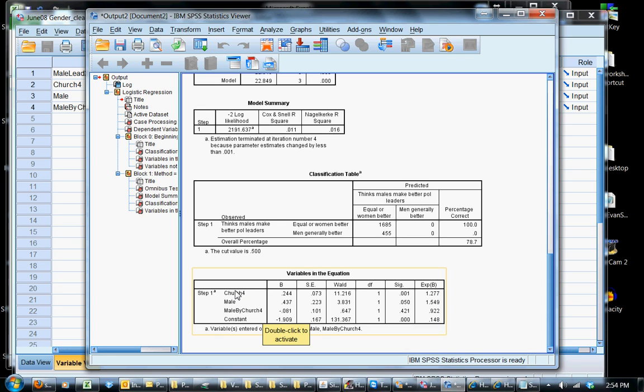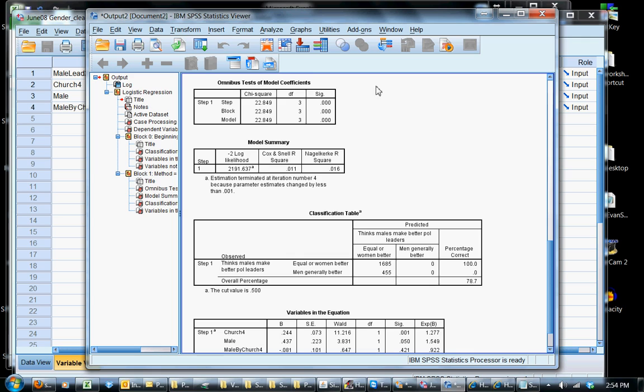In summary, what you want to do when you run a logistic regression model is you want to see how well the overall model looks. That means that you need to look at what's called the chi-square statistic, and you're going to look at that model significance statistic. If it's significant, it means that the model works at least to some degree. The Nagelkerke R-squared is going to give us a measurement of how well it works.